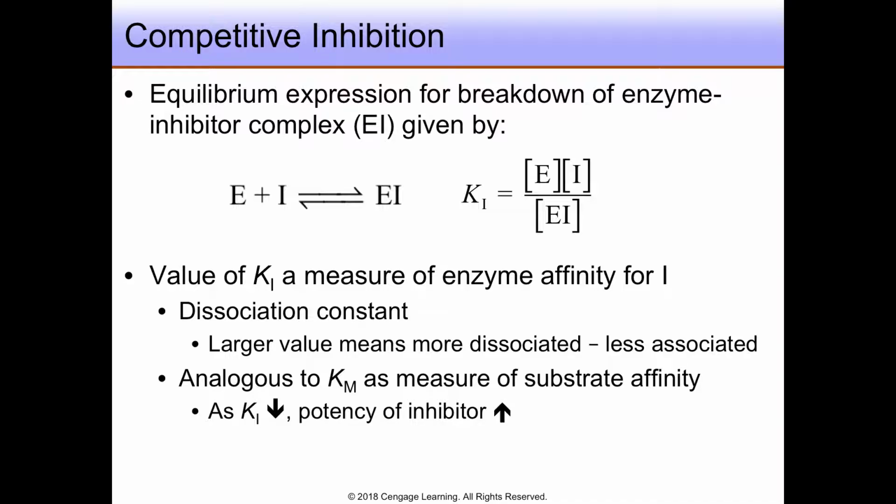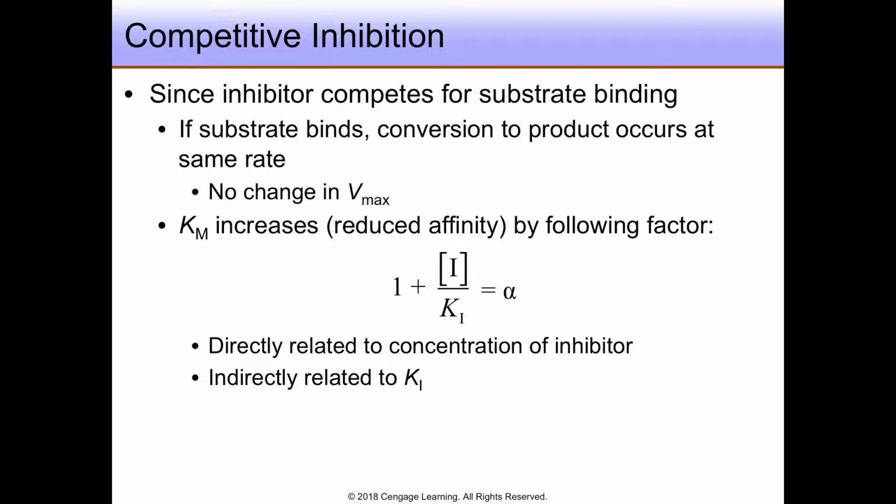Since there is an equilibrium of binding, we can derive an equilibrium dissociation constant for the inhibitor, the Ki, shown on the right. Note that since this is a dissociation constant, as its value gets smaller, the enzyme is more likely to bind the inhibitor, and its potency or effectiveness as an inhibitor increases. Let's see how the presence of the inhibitor alters the kinetic constants.